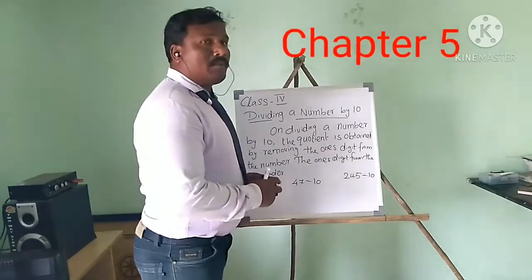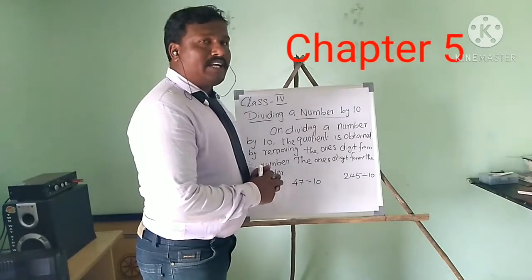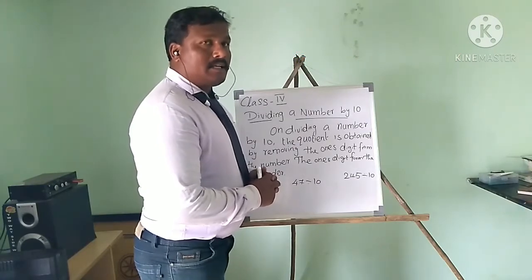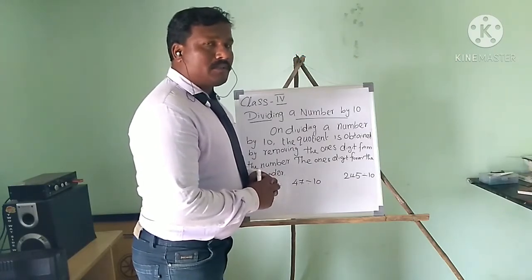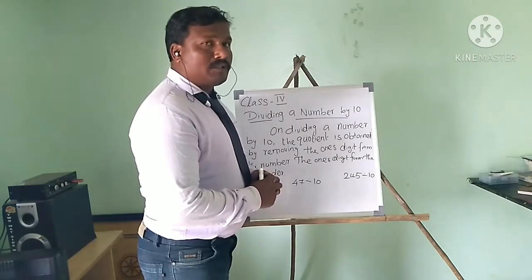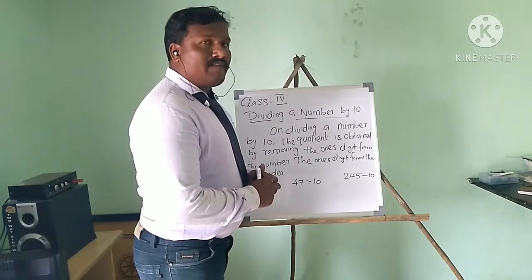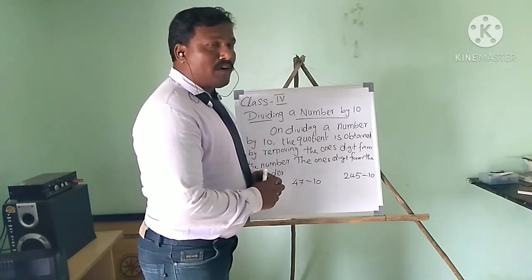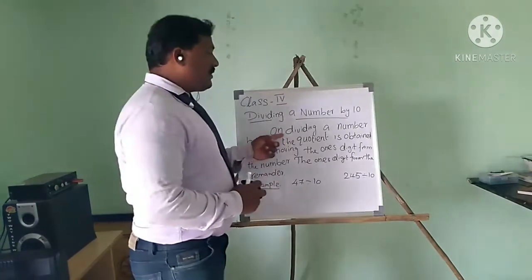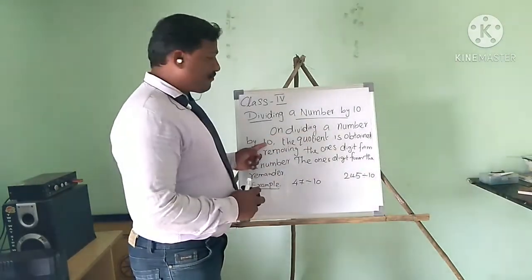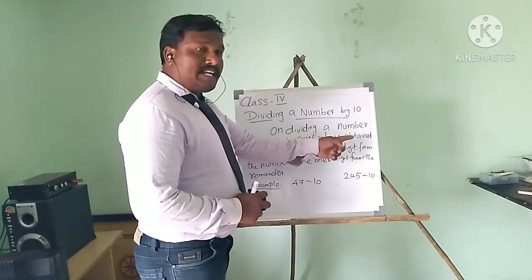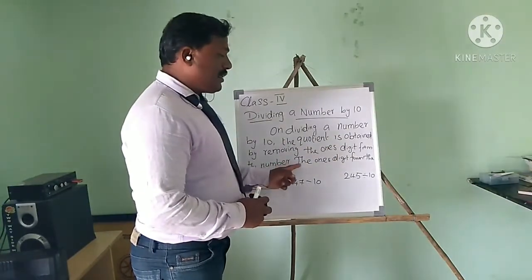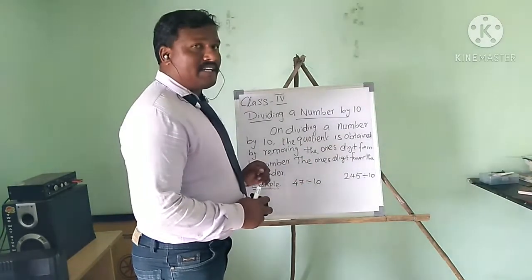Today we talk about when we divide a number by 10, 100, 1000, we have some short method. We have to follow that rule. First I will tell you when you divide a number by 10, what rule you have to follow. The rule is: on dividing a number by 10, the quotient is obtained by removing the ones digit from the given number. The ones digit forms the remainder.